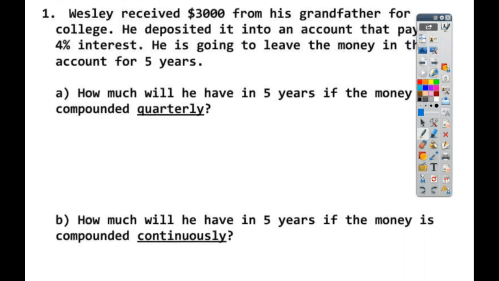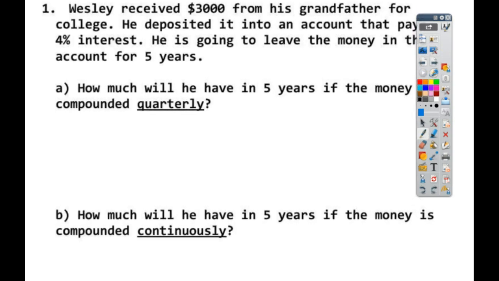So, let's do example 1. Wesley received $3,000 from his grandfather for college. He deposited it in an account that pays 4% interest. He's going to leave the money in the account for 5 years. A, how much money will he have in 5 years if the money is compounded quarterly? And B, how much money will he have if it's compounded continuously? So which one is the one we did yesterday? A or B?